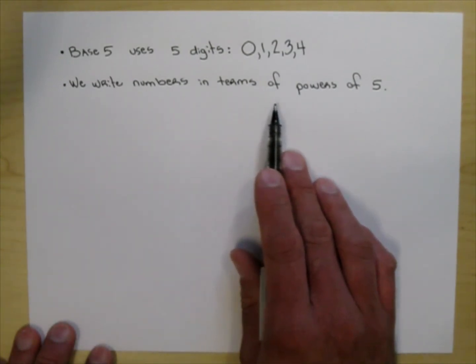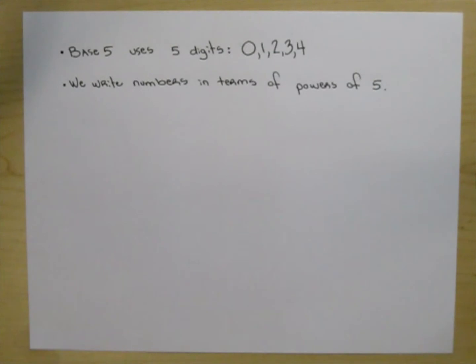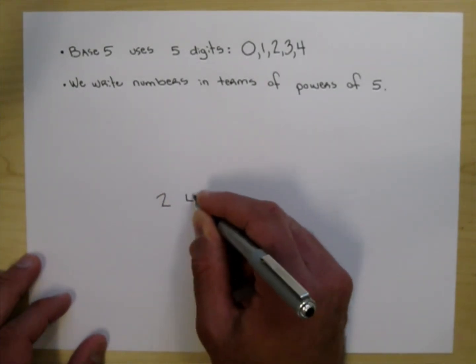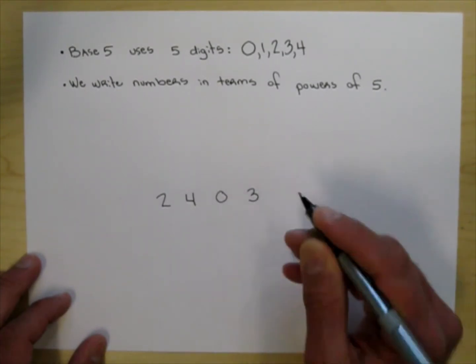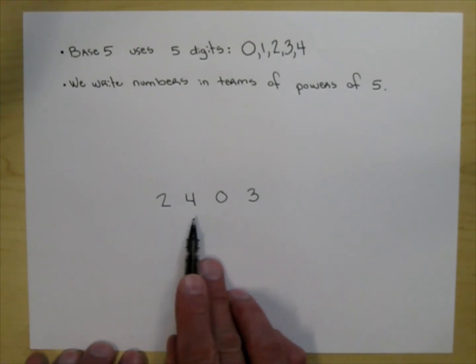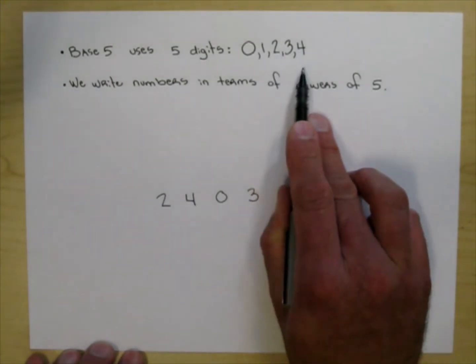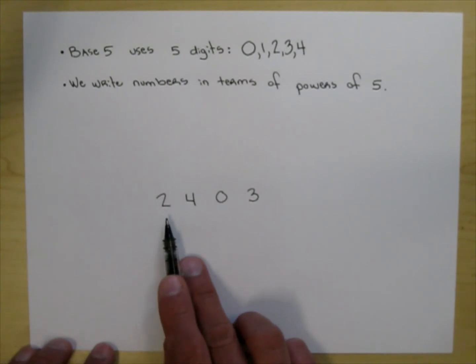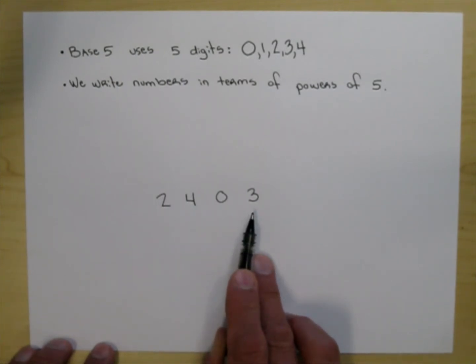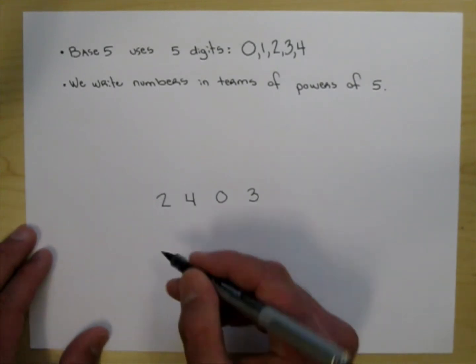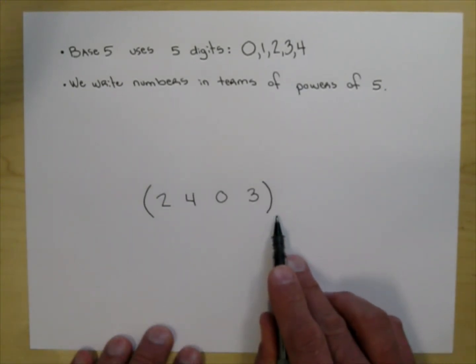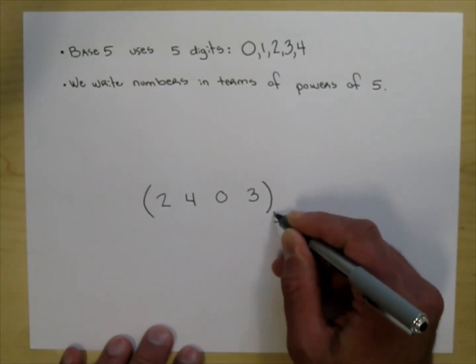Okay, we write numbers in terms of powers of 5 for base 5. So what I'm going to do is put a number down like this. This is 2, 4, 0, 3. I'm going to tell you that this number is in base 5, and we've used symbols up there. Now, this will get really confusing because a lot of you are looking at this and saying 2,403. So to indicate you're in a different base than base 10, we're going to put parentheses around the number, and then down here we're going to tell you what base we're considering. This is base 5.